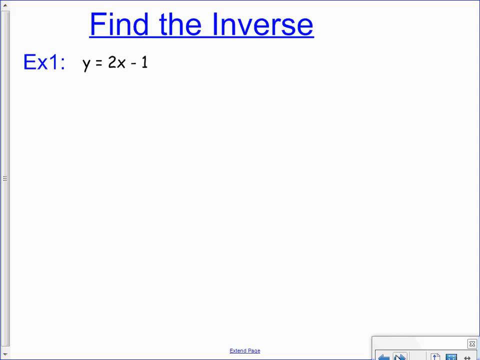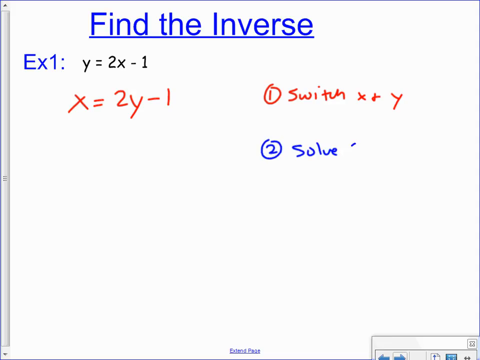Step 1, switch. So instead of y equals 2x minus 1, it's going to be x equals 2y minus 1. So this is step 1: switch x and y. Just literally swap variables. You don't have to bring the 2 over, nothing. Step 2: solve for y, aka get y by itself.